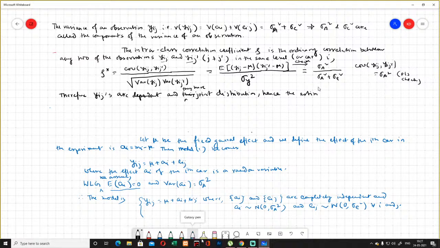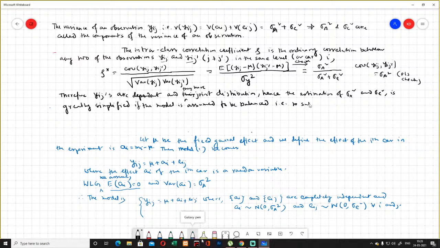Hence, the estimation of sigma a square and sigma e square is greatly simplified if the model is assumed to be balanced. That is, to satisfy n i equal to r for all i from 1 to k.